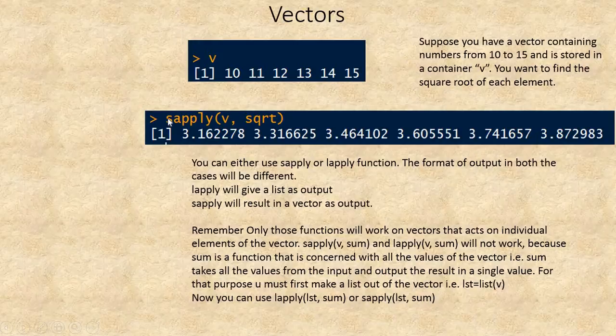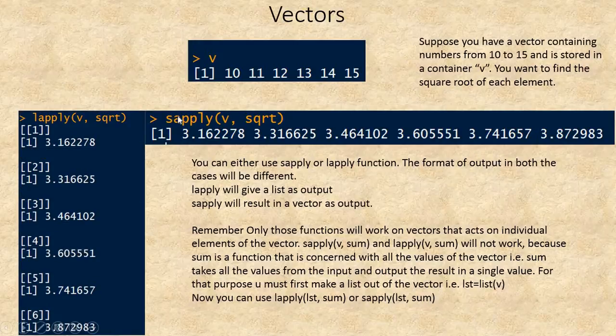So this is sapply. If instead of sapply you use the lapply function, providing the same V and function square root, the structure of the output will be different, that is, it will be in the form of a list. The values will be the same, only the data structure will be different. So if you need your output to be in the form of a vector, then use sapply, and if you need a list in your output, then you must use the lapply function.